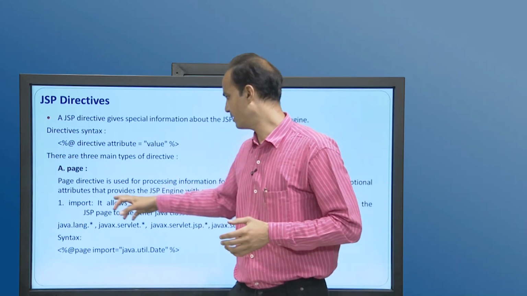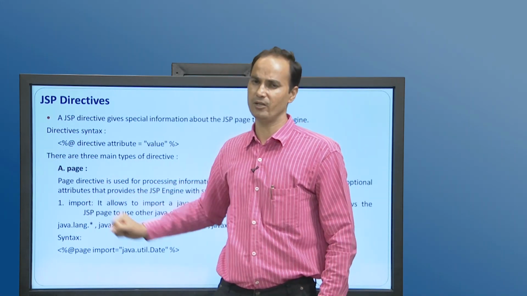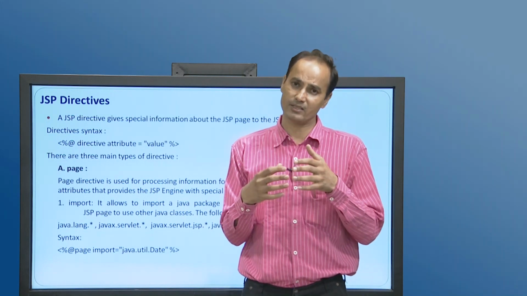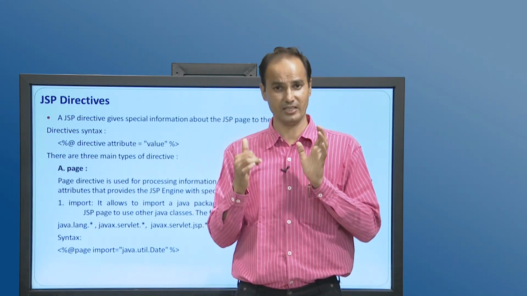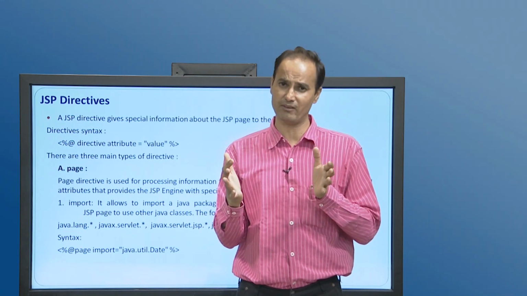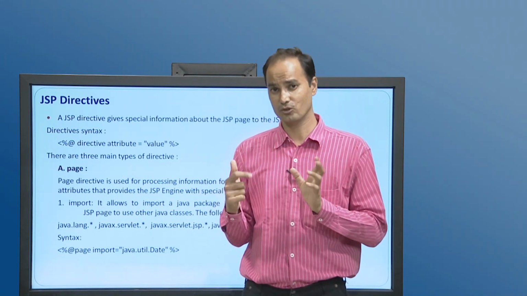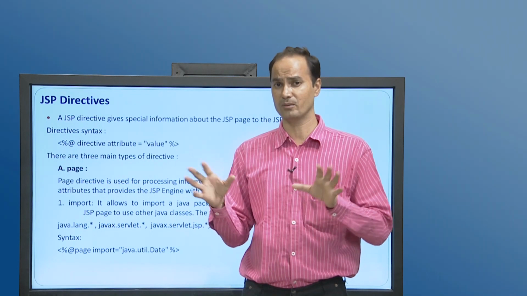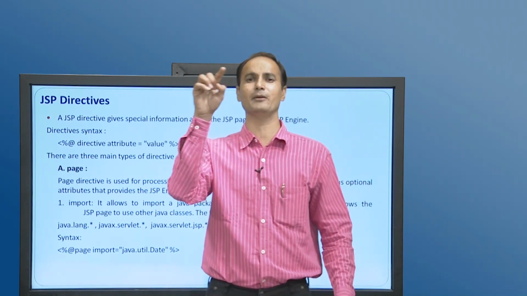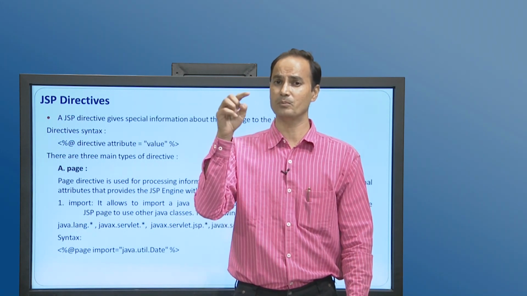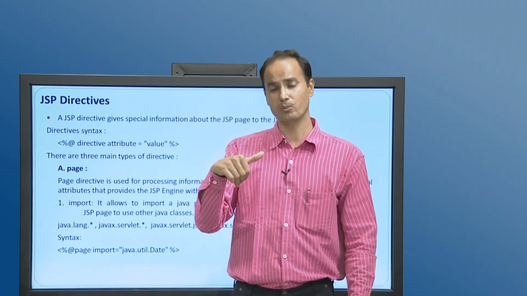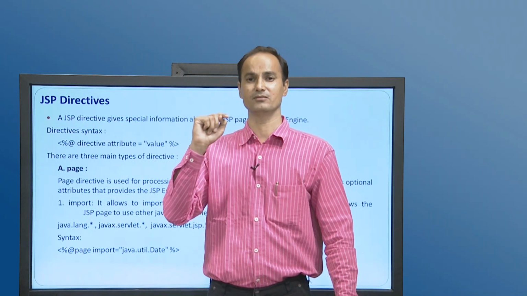Let us see one by one. The first attribute is import. If you want to import different classes in your program, for example if you are writing a JDBC application in a JSP, then you need to import the java.sql package. In a simple Java program we write import java.sql.*, but in JSP you can't write an import statement. So, you have to import this package using the page directive.